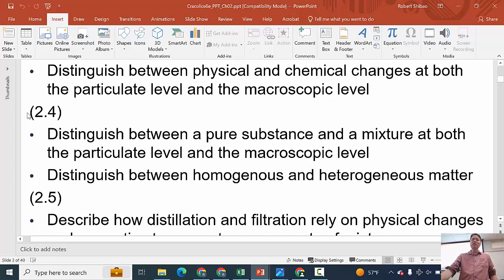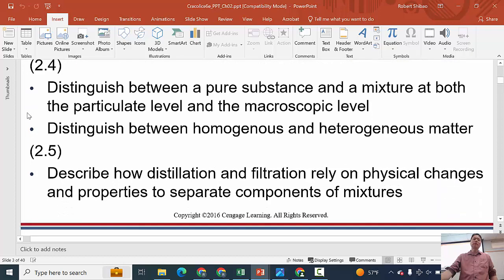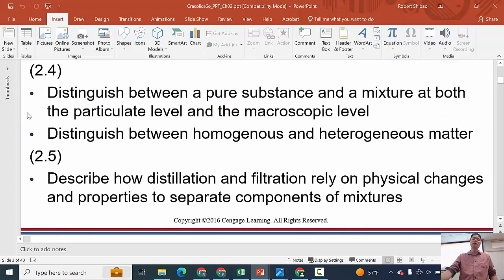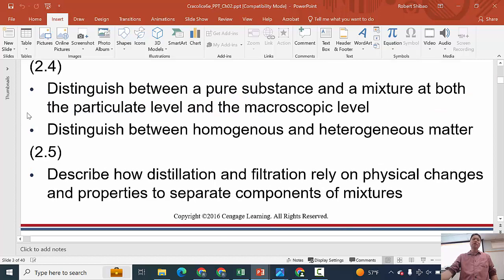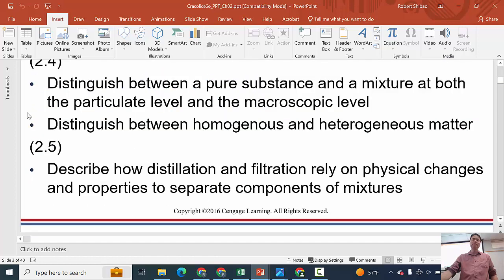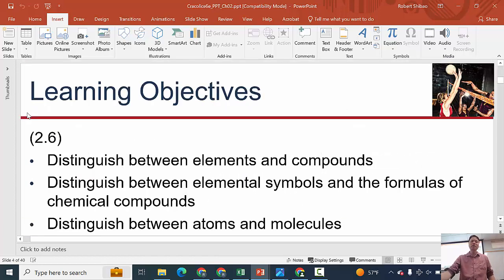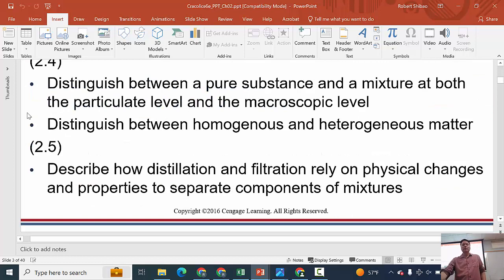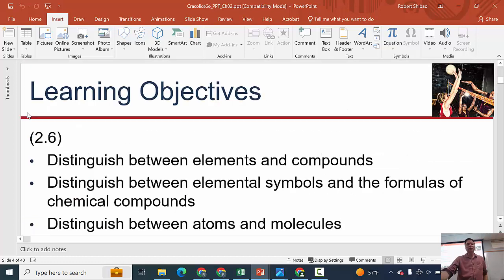Distinguish between a pure substance and a mixture at both the particulate level and the macroscopic level. We have different types of mixtures. We'll talk about this. Distinguish between homogeneous and heterogeneous matter. Describe how distillation and filtration rely on physical changes and properties that separate components of mixtures.